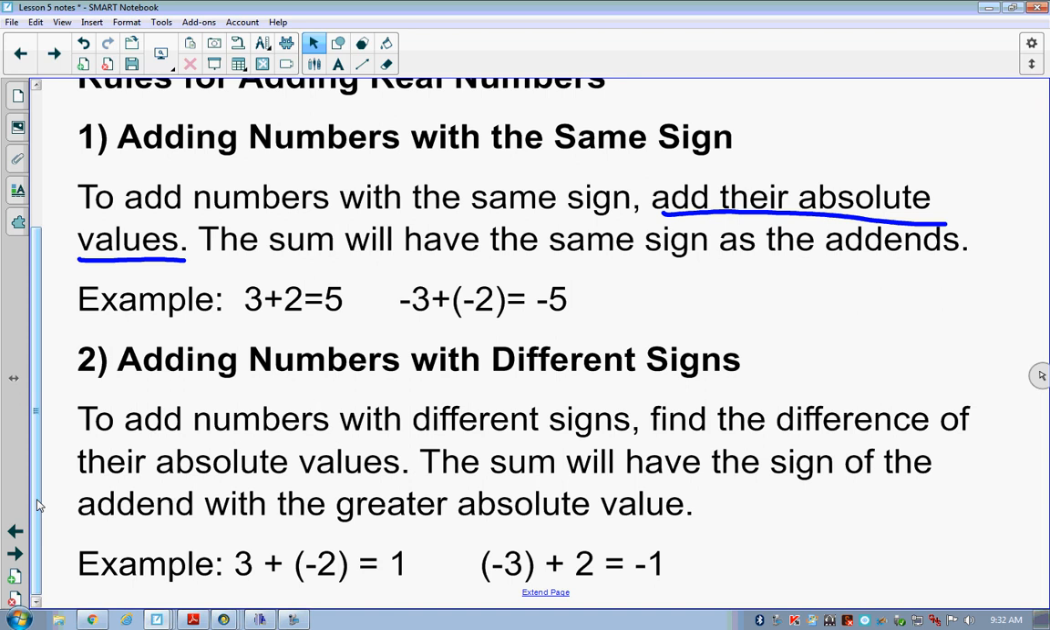So you're going to take the largest absolute value, you're going to subtract the smaller absolute value, the number that you get. Now the sign that you get goes with the add-in that is bigger. So if the negative is bigger, then your answer is negative. You follow me? Right? If the positive has a bigger absolute value, then the answer remains positive.